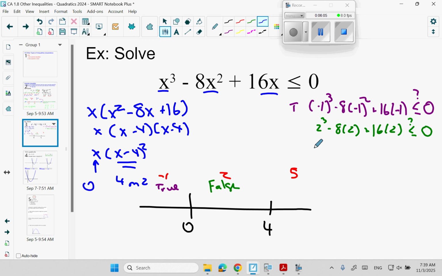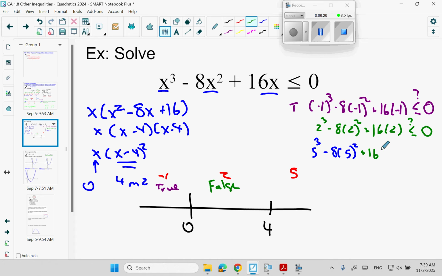And then we can plug in 5. 5 cubed minus 8 times 5 squared. Oh, this should have been squared. Does that matter? 2 squared is 4 times negative 8 is positive 32. Oh, it wouldn't have mattered. I saw positive 8. Okay.